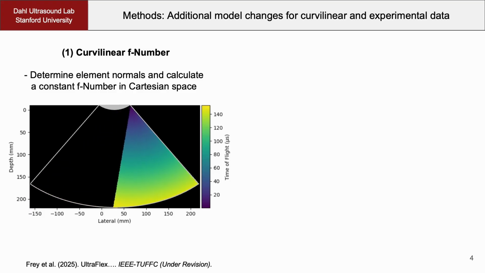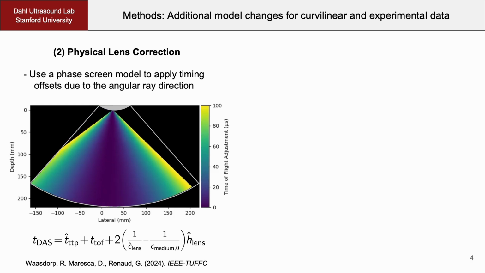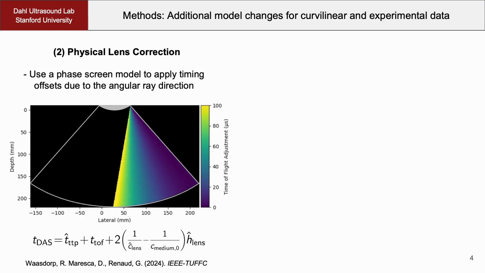The second change involved using a phase screen model to apply timing offsets due to angular ray direction. This is to compensate for refraction caused by the lens used on physical or real transducers. The spatially varying flight time adjustment is shown for each element and is derived from an expression provided by Wasdorp et al. in their 2024 TUFFC journal paper on lens calibrations for improved sound speed estimation techniques.